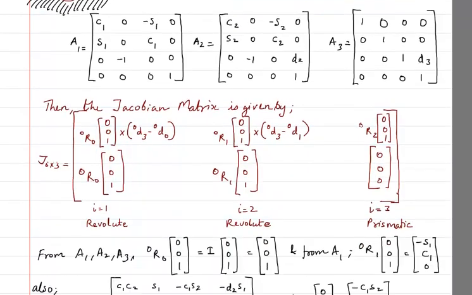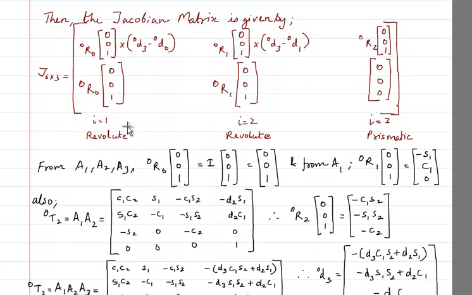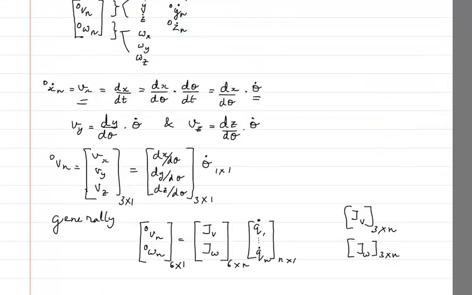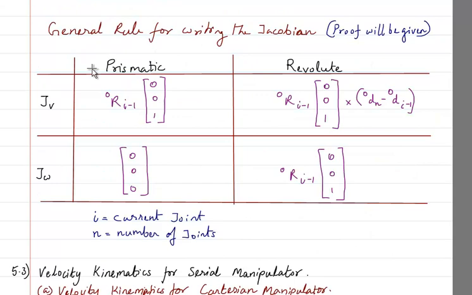So based on that, the Jacobian matrix is given by the first one being a revolute, the second one also revolute, the third prismatic. For a revolute and for a prismatic joint, we have a different set of equations. So here n is going to be the maximum number of joints that we are having, which is 3, and the rest we have already discussed.